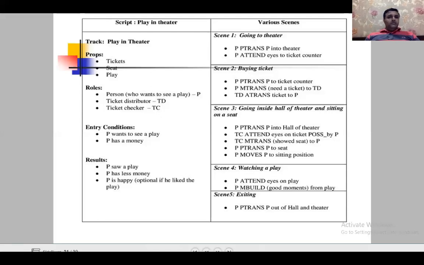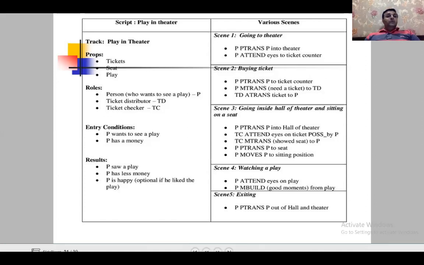Scene one is going to the theater. So P enters the theater, or goes to the theater. Now what type of event is happening? A person goes to the theater. He is physically transferred. So P PTRANS P into theater. There is a physical transfer of a person. Next, once he goes to the theater, if he went by car he will first park, that you can also add, but assuming now he is directly there at the theater. P ATTENDs eyes to the ticket counter. What does P do? He ATTENDs eyes to the ticket counter.